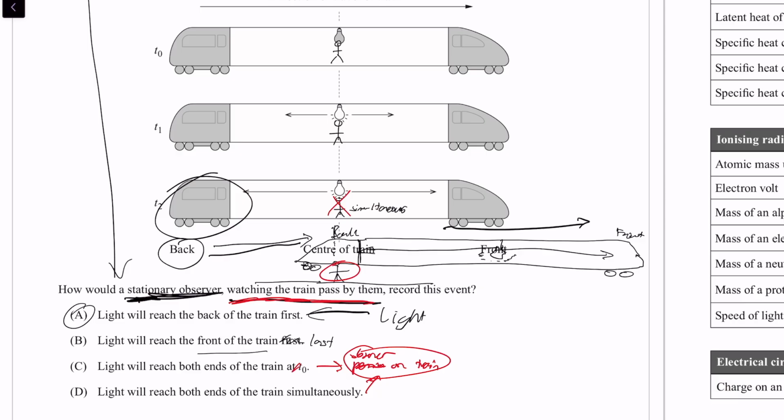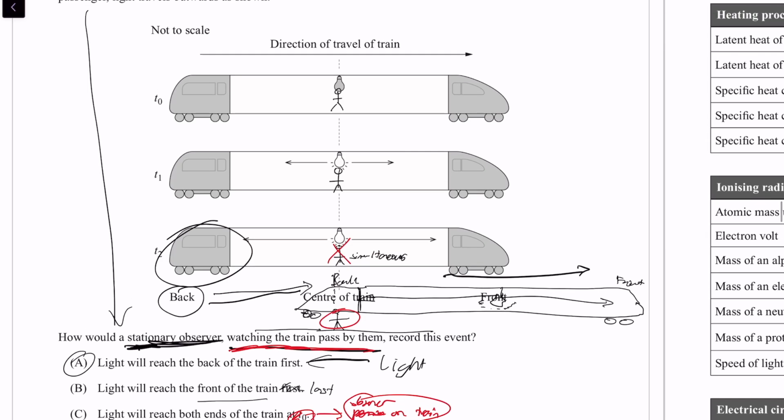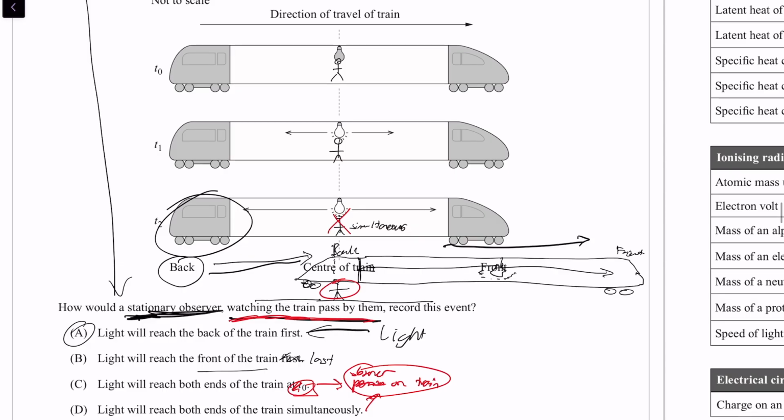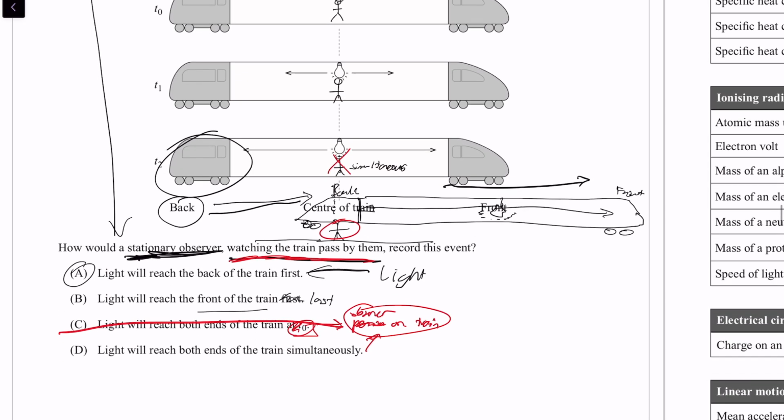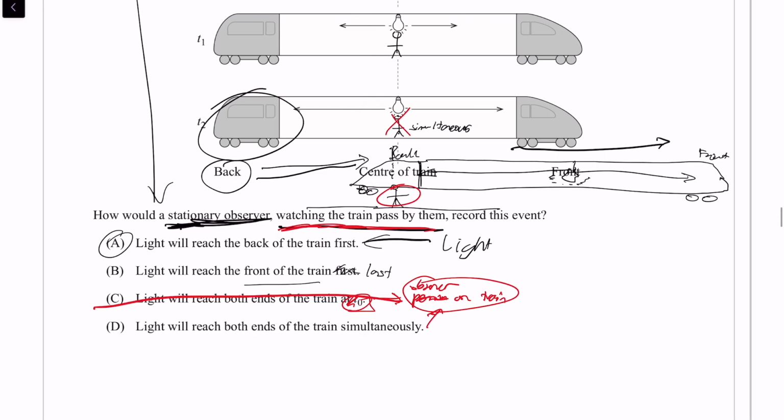I don't really necessarily know about T0. I guess the light hasn't really turned on for T0, so that's just a bogus option. But anyway, the correct answer, what the question is asking, is A.